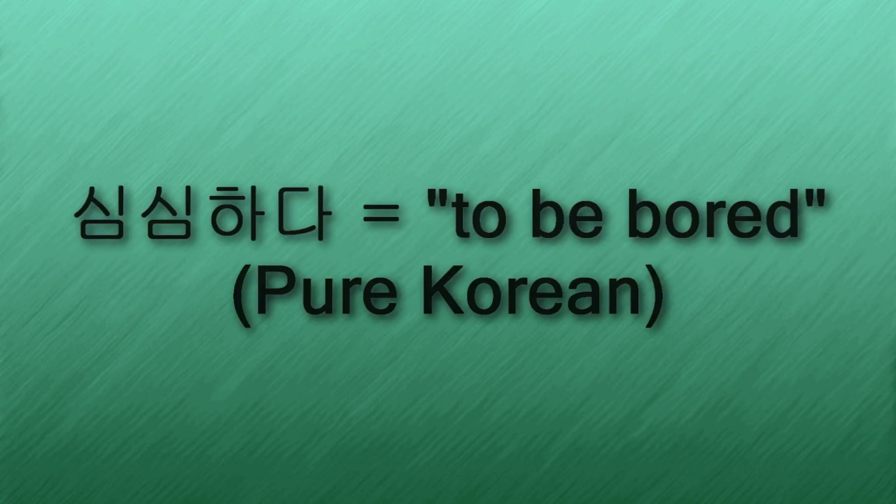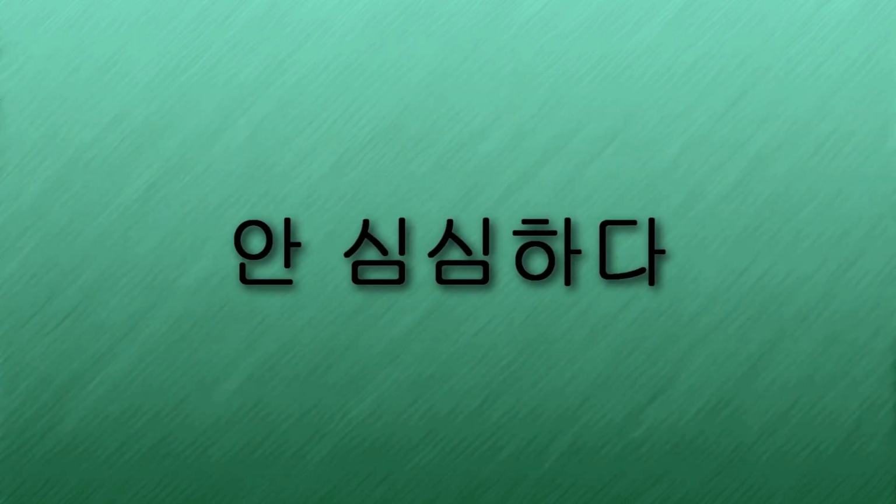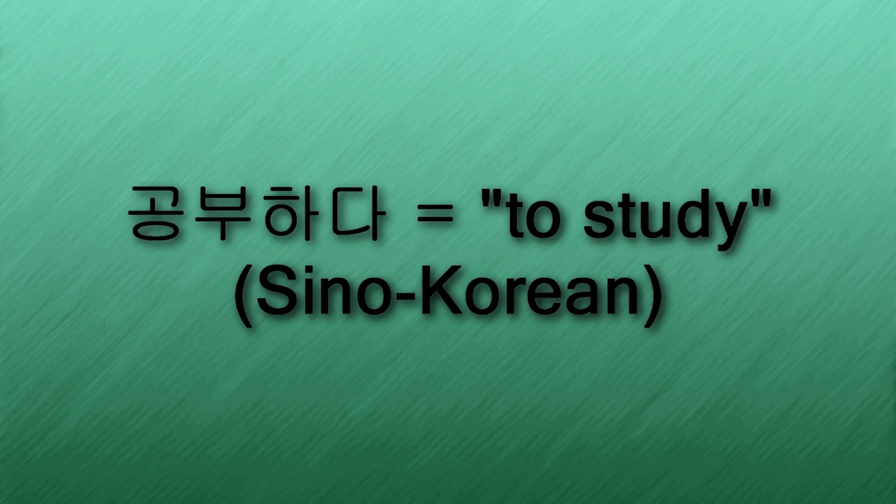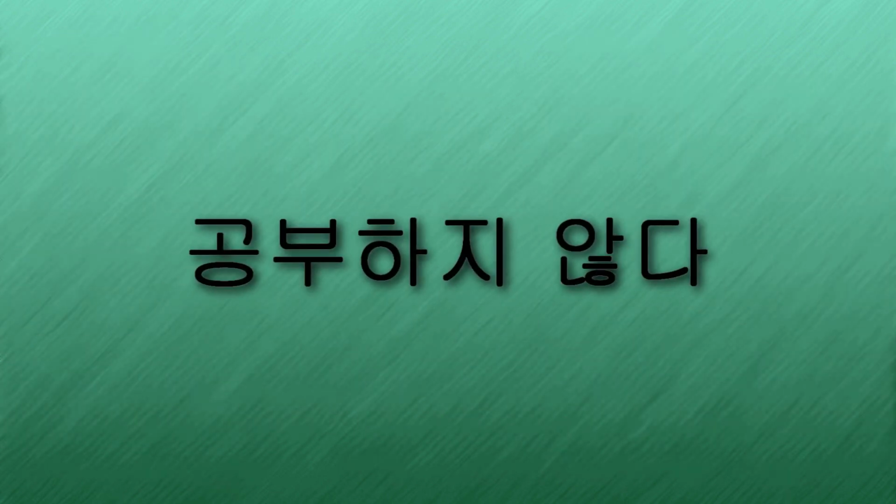Let's take the verb 심심하다. This means to be bored, and is considered to be a pure Korean word. Because it's a pure Korean word, you can either use an in front of it, 안 심심하다, to not be bored, or 지않다 after it, 심심하지 않다, which also means to not be bored. Now let's look at 공부하다. This is to study, and is a Sino-Korean verb. Because it's Sino-Korean, we can't use an before it, so we can only make it negative by adding 지않다 at the end. 공부하지 않다, which means to not study.